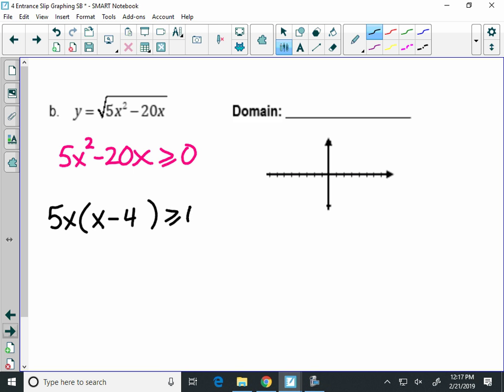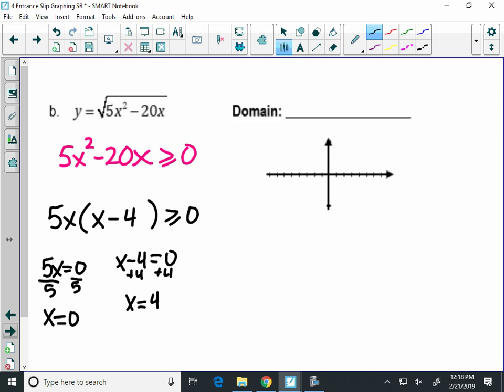Yep. All right, well, I have a quadratic is greater than or equal to 0, so once I factor it, when I set each factor equal to 0, that's going to give me the roots of my quadratic. Okay? So I get one solution if I divide it by 5. One solution is at 0, and the other solution is at 4.